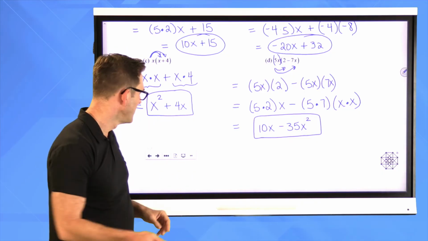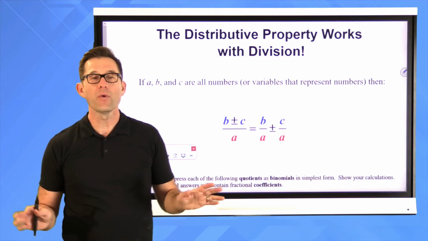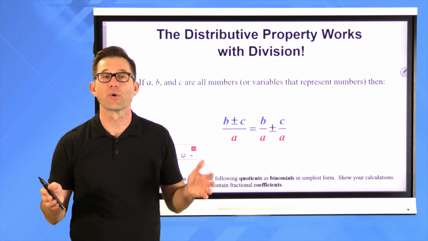All right. Let's do one more problem. One of the cool things is that the distributive property also works with division.